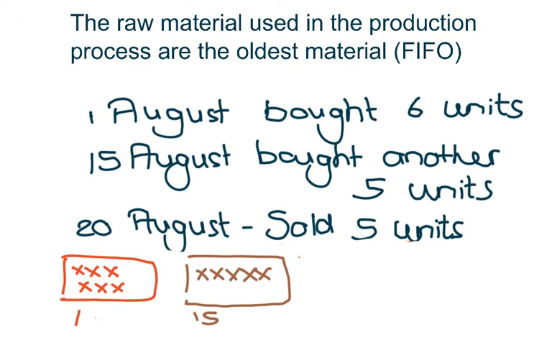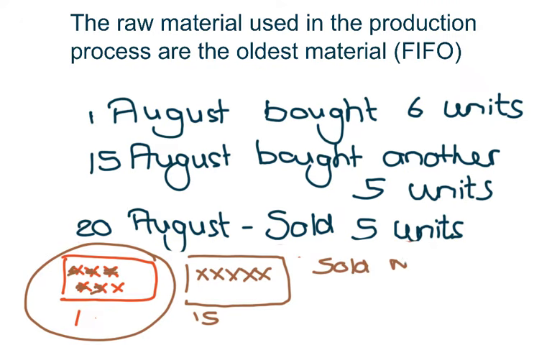And now you will agree that I will take 5 from this batch. So the ones that I will sell is the one that was worth $1 each. So I will write there the sold items, the cost was $1 each. All right.